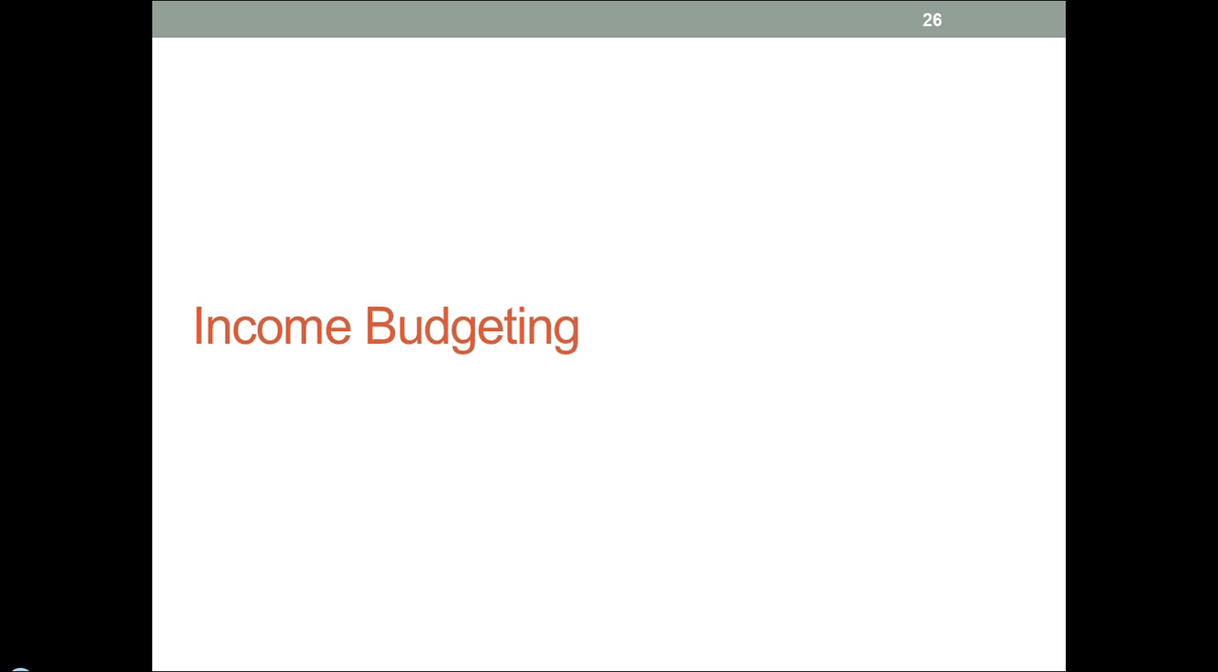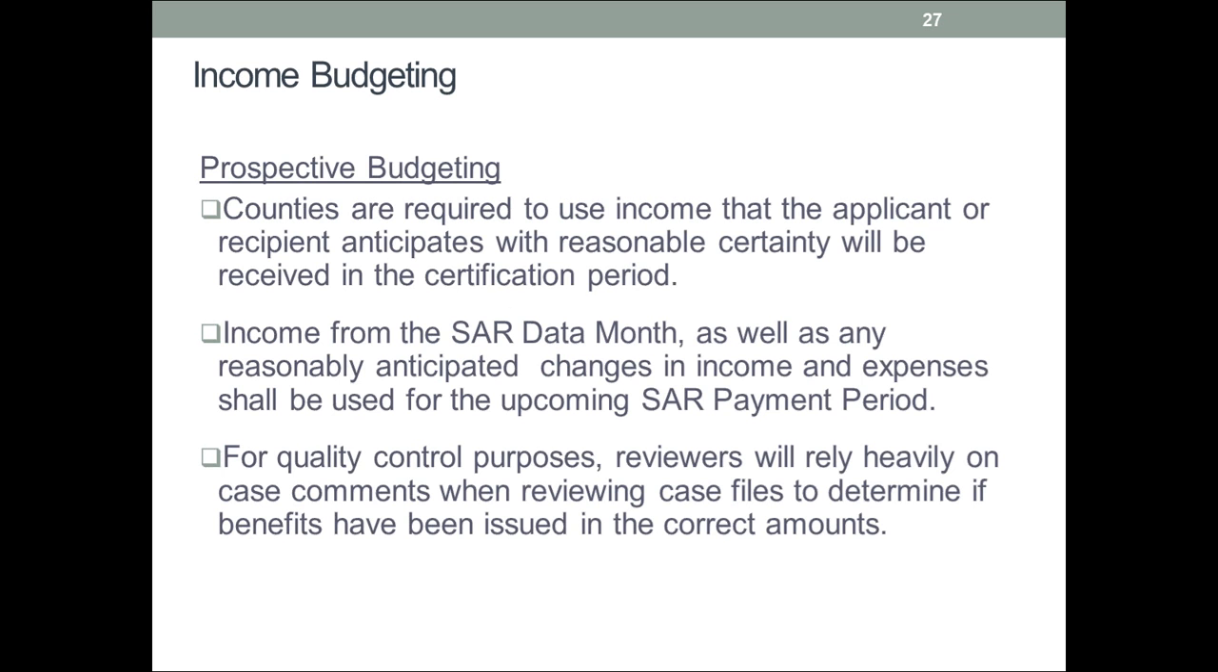So we're going to move into income budgeting. A lot of what's happening in semi-annual reporting is similar to what happened in quarterly reporting in that it's a prospective budgeting system. The eligibility worker and the client determine through conversation the amount of income and expenses that the client should reasonably anticipate for the duration of the SAR payment period or the certification period. It was like that in QR for just a shorter period of time. So prospective budgeting hasn't changed.